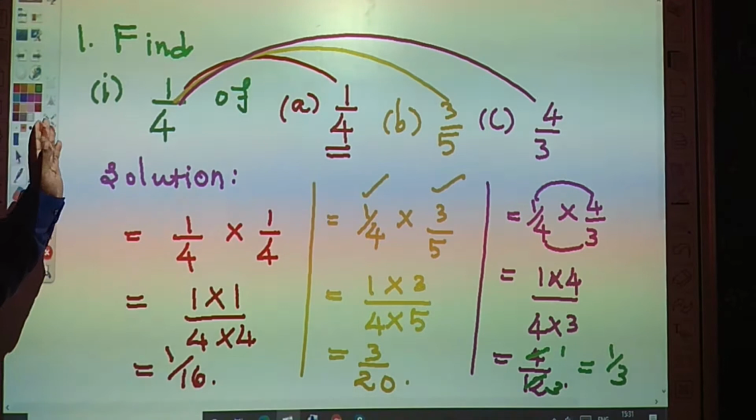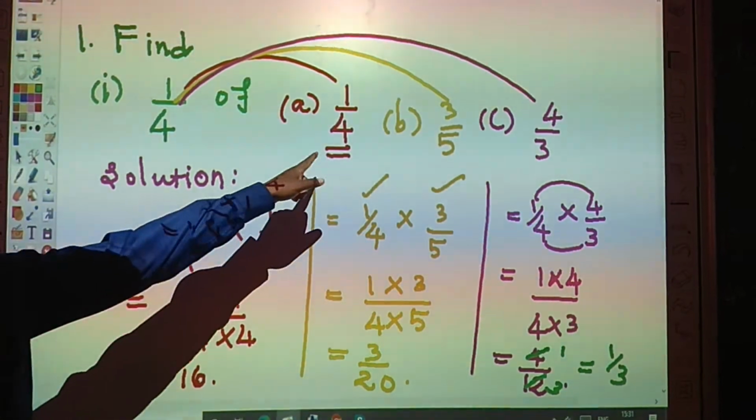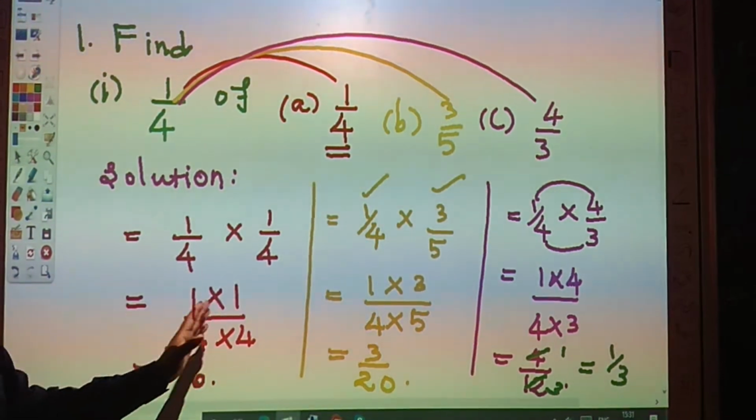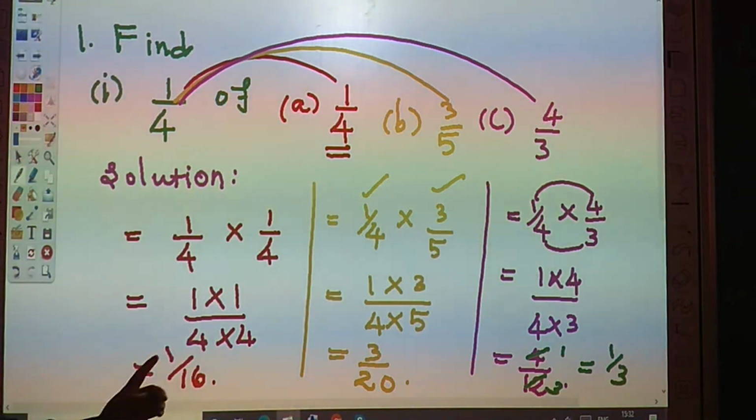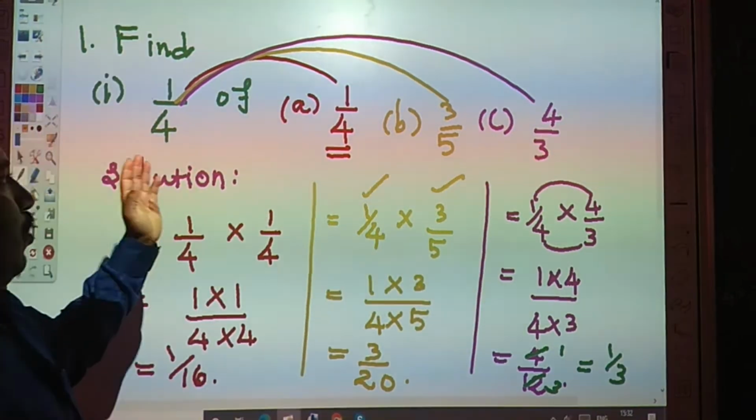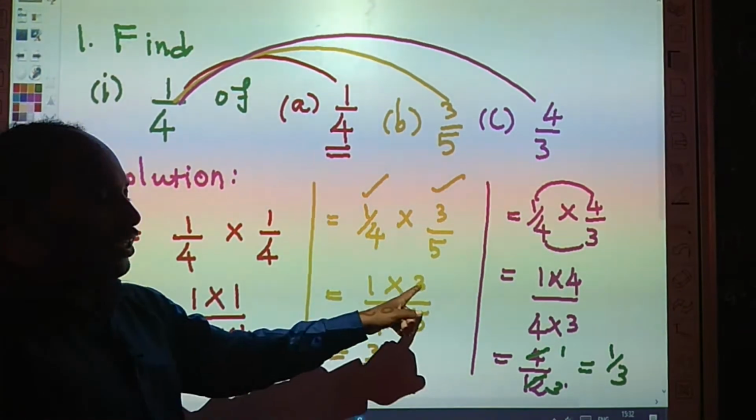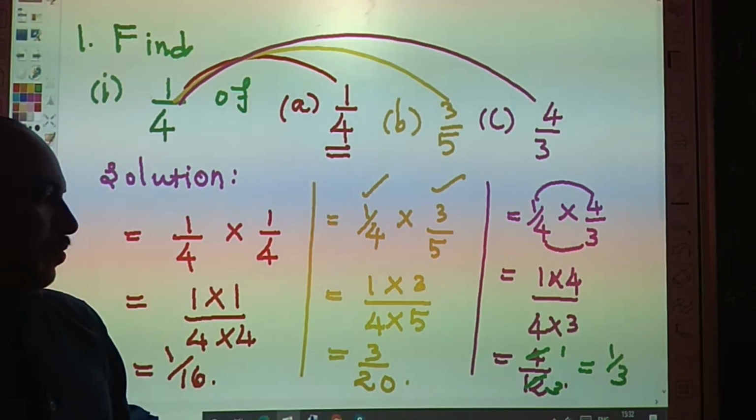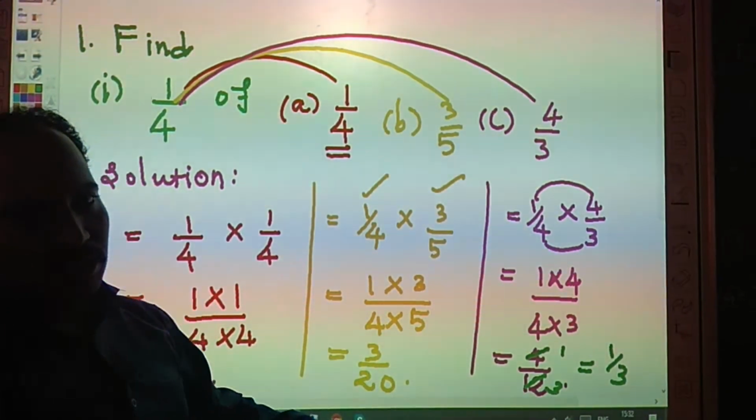Listen here. Find the first one, 1/4 of A. The A part is 1/4. 1/4 into 1/4 is equal to 1 into 1, and the denominator is 4 into 4. 1 into 1 is 1, and 4 fours are 16. The next one, B part 3/5: 1/4 of 3/5, so 1/4 into 3/5. We first multiply the numerator part, 1 into 3, and the denominator, 4 into 5. 1 into 3 is equal to 3, then divided by 4 into 5, which is 20.